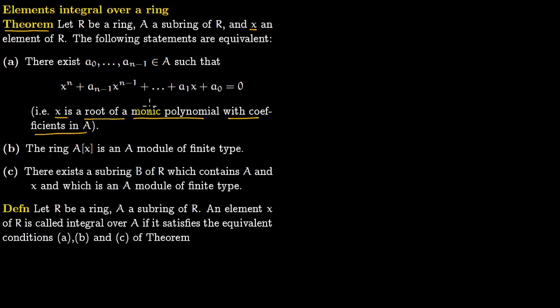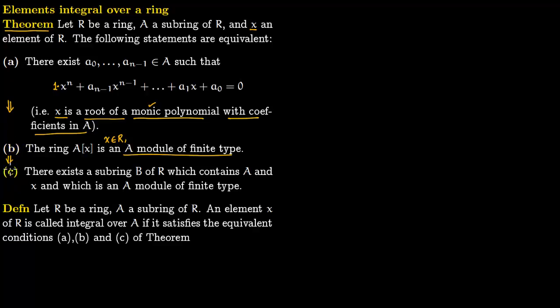This is a monic polynomial, which means the coefficient here is 1. Everywhere else it may or may not be 1, but the leading term has coefficient 1. Now we are going to show that A implies B, where B is the ring A[X]. This is an A-module of finite type. Again notice that X lies in a bigger ring R and A is contained within this ring R. So if you have something like this with A-module of finite type, again you can say X is integral over A. So all three might be useful at different points.